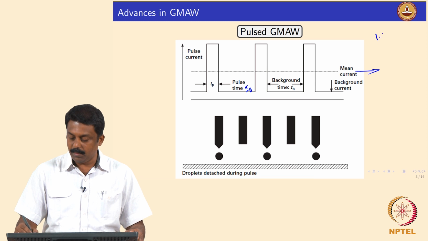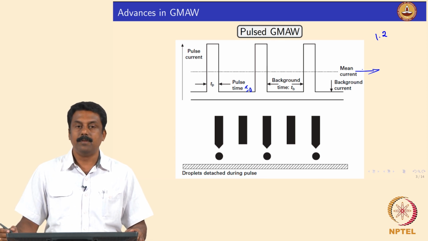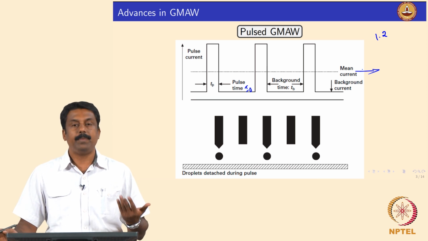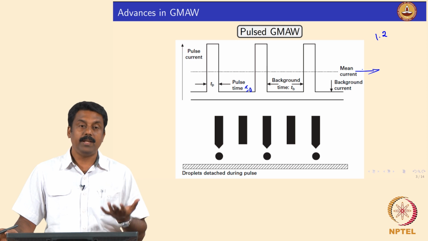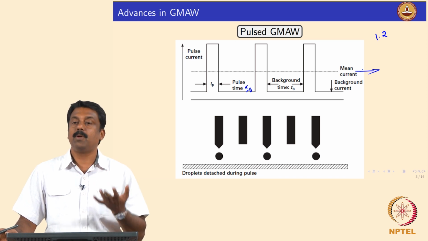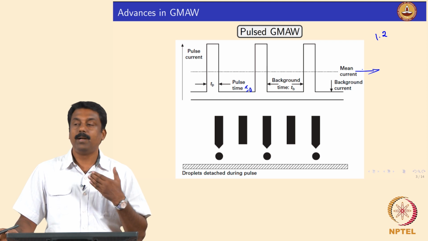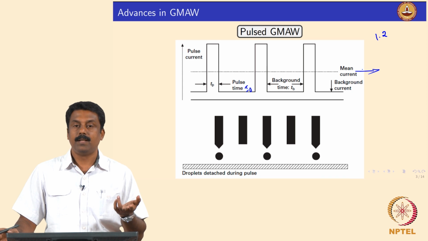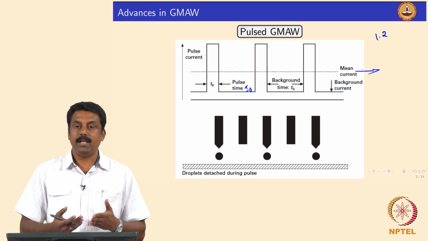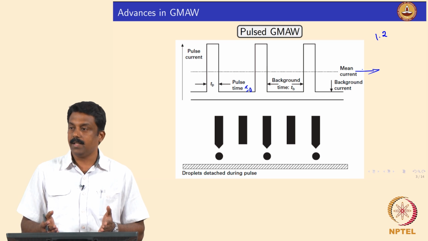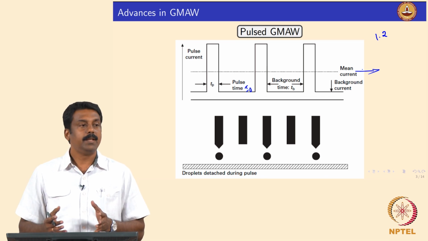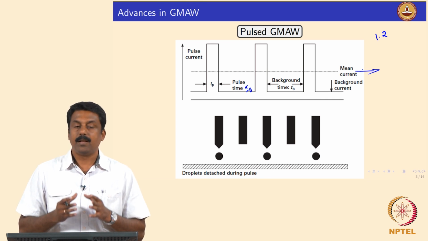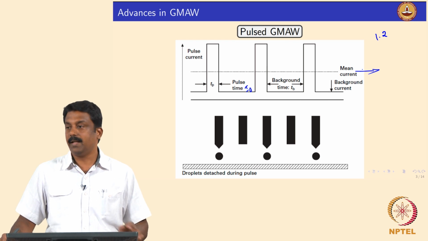By doing so, the total average current decreases significantly. For example, for 1.2 mm carbon steel, if you achieve a drop spray transfer at about say 200 amperes, you could achieve a similar transfer by pulsing at as low as 70 amperes, okay. So the average current can be as low as 70 amperes. By playing around with the IP, the peak current, the background current, and then the peak time and the background time, we could achieve absolutely similar transfer characteristics at as low as 70 amperes. So that is advantageous, okay.